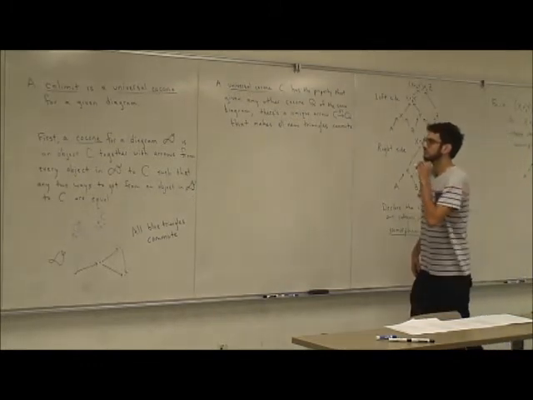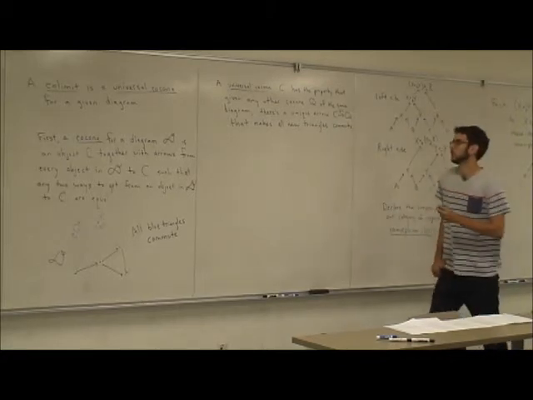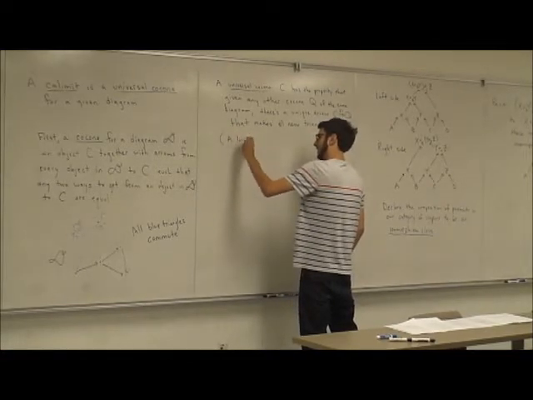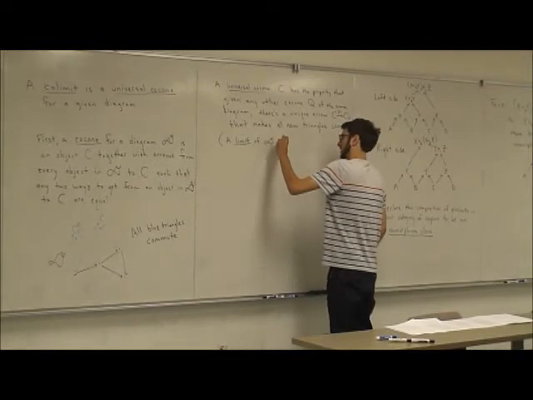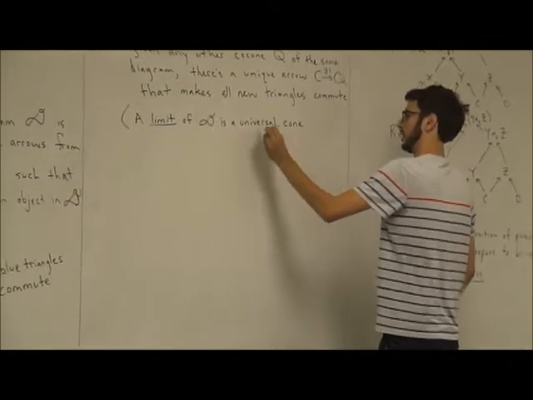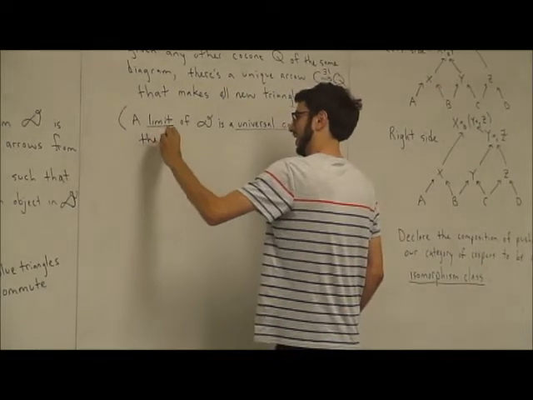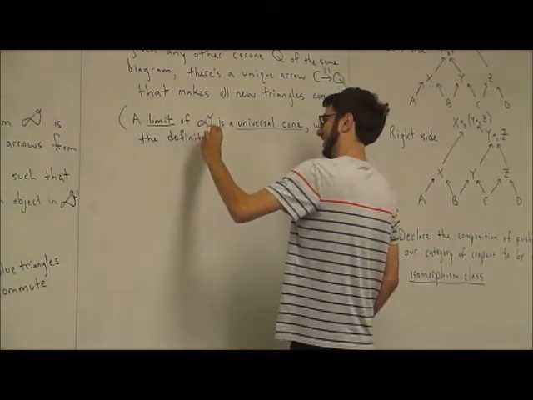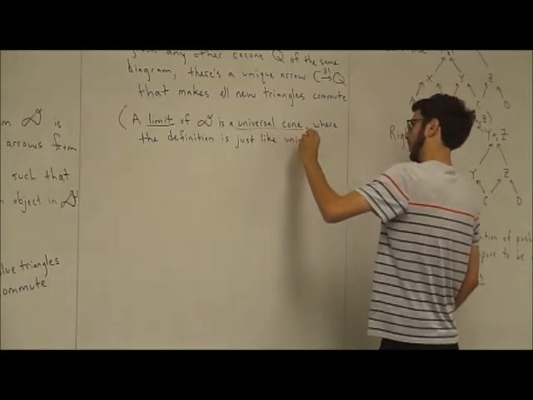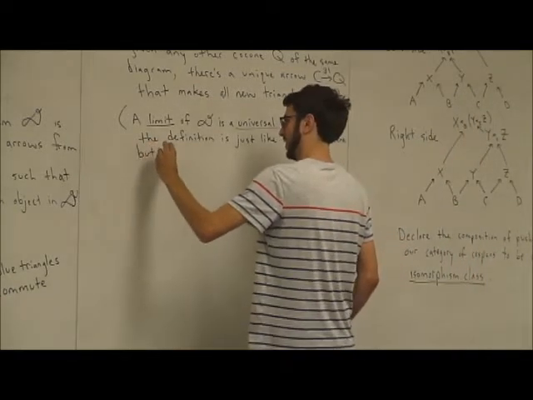Okay, so now you know what a colimit is. It's a universal cocone. And I'll just say on the side, a limit of a diagram D is a universal cone, where the definition is just like a universal cocone, but with all arrows reversed.